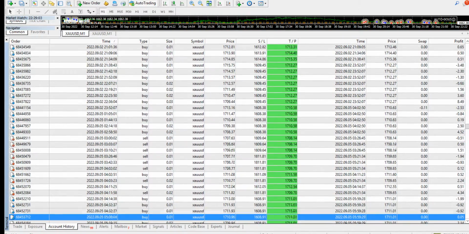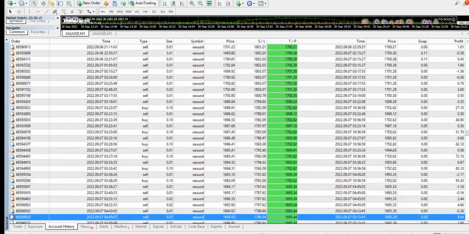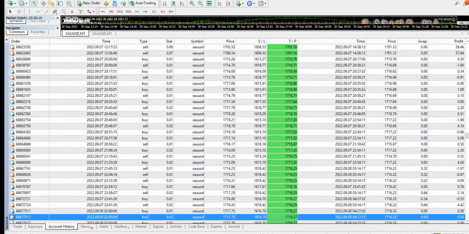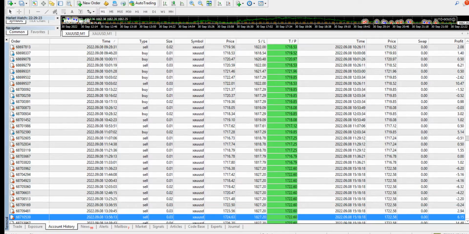But if you are using 10,000 US dollars and the drawdown is 500 US dollars, then it is 5%. So the drawdown definition is not very straightforward, and there are many other factors that affect what drawdown you are talking about.